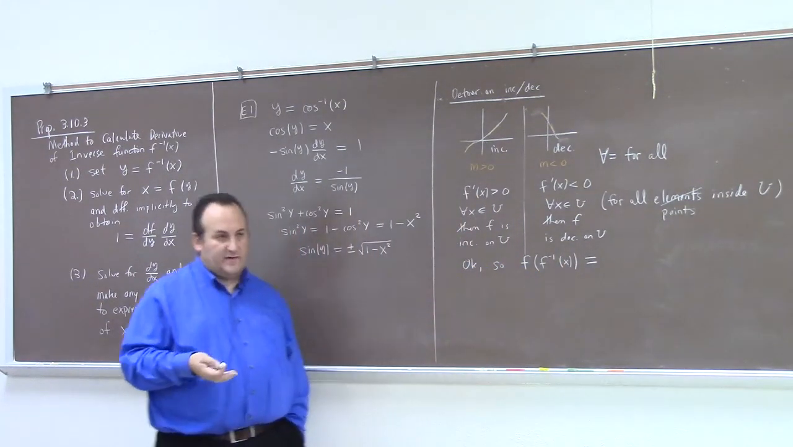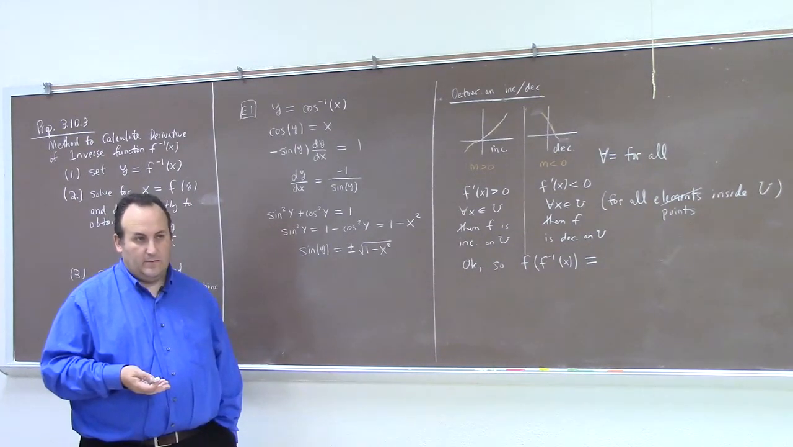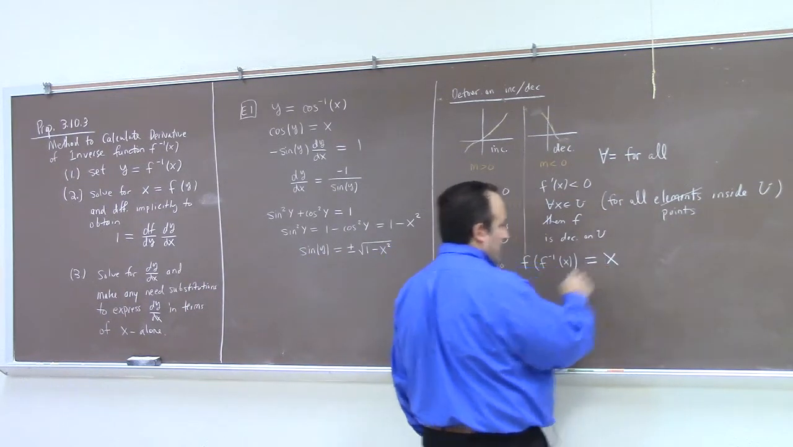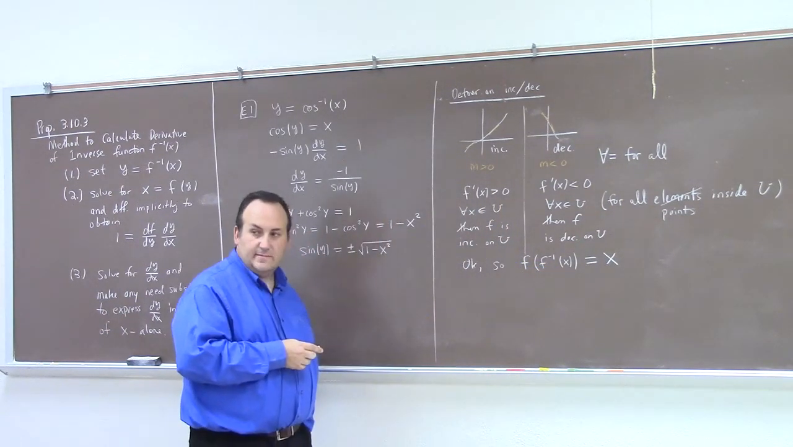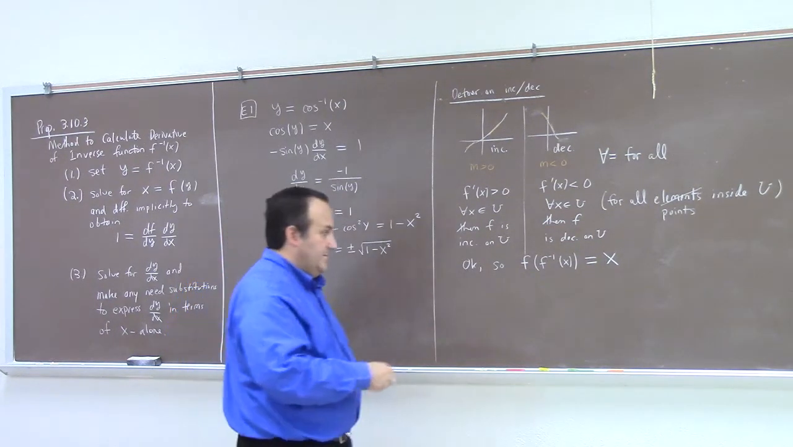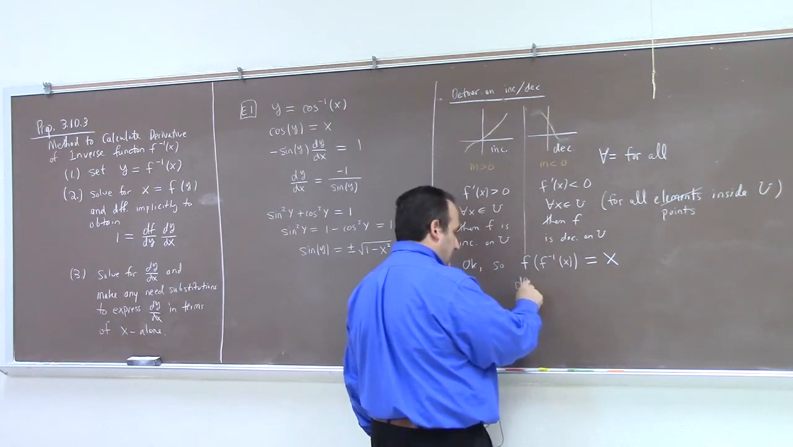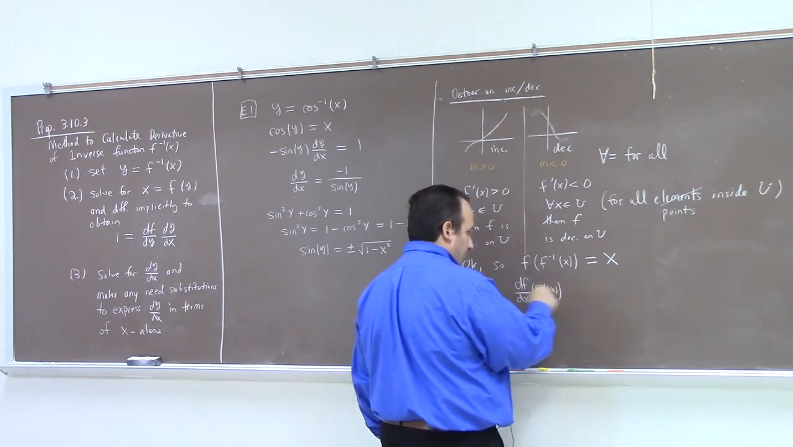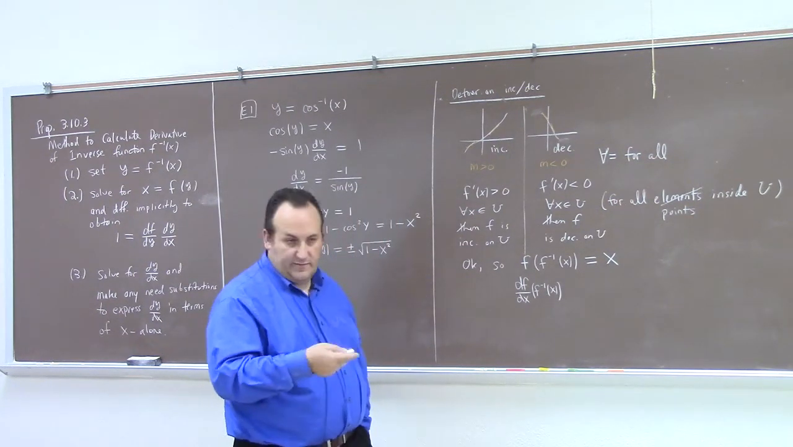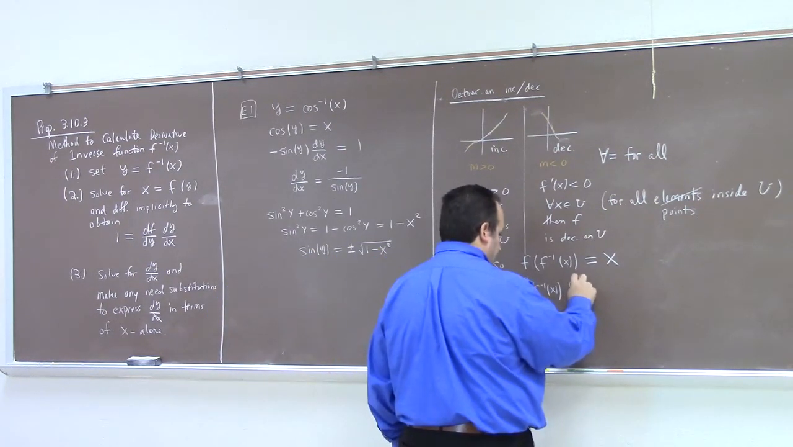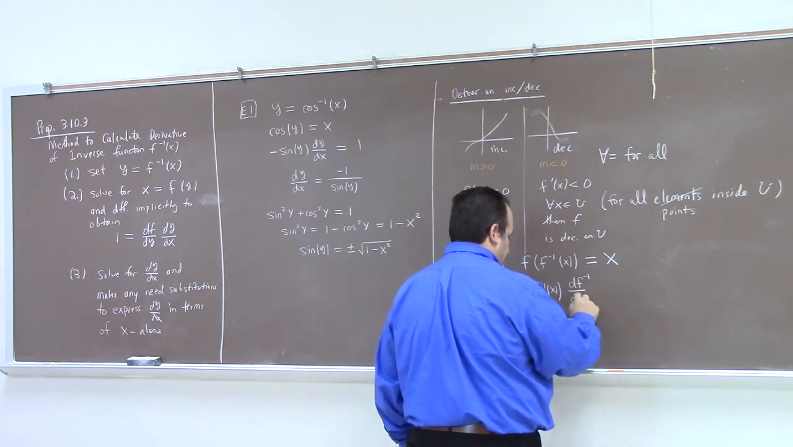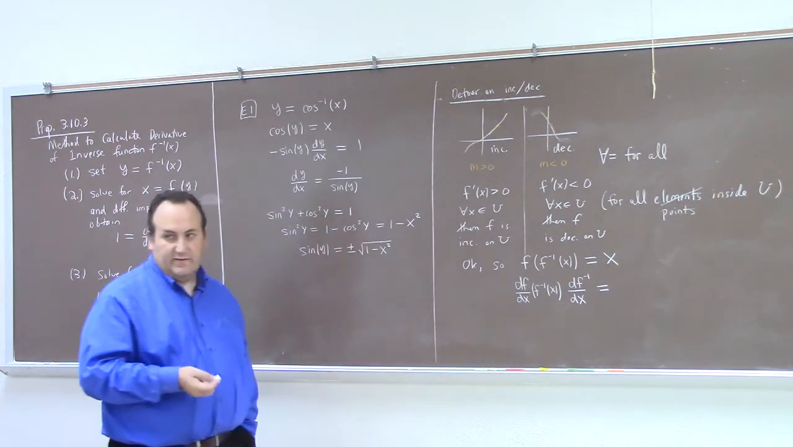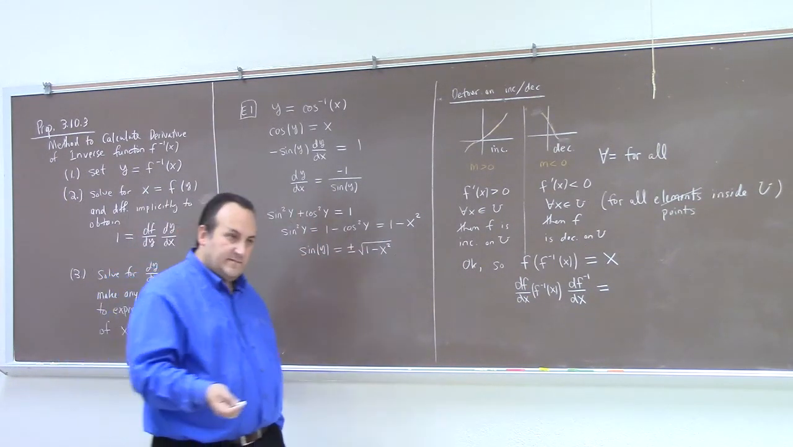By definition, they're inverse functions, right? So that's equal to x again. What happens when we differentiate this formula? You've got df dx at f inverse of x, right? Times, this is the chain rule, the derivative of the inverse function of x with respect to x. And what's that equal to? Well, that's equal to the derivative of x with respect to x, which is 1, right?